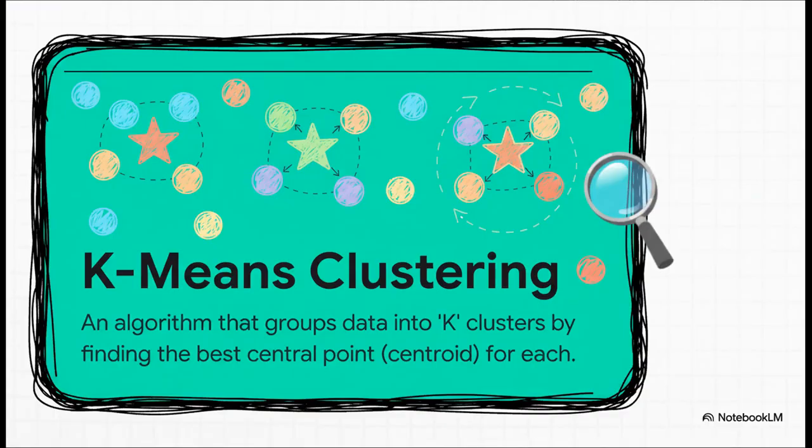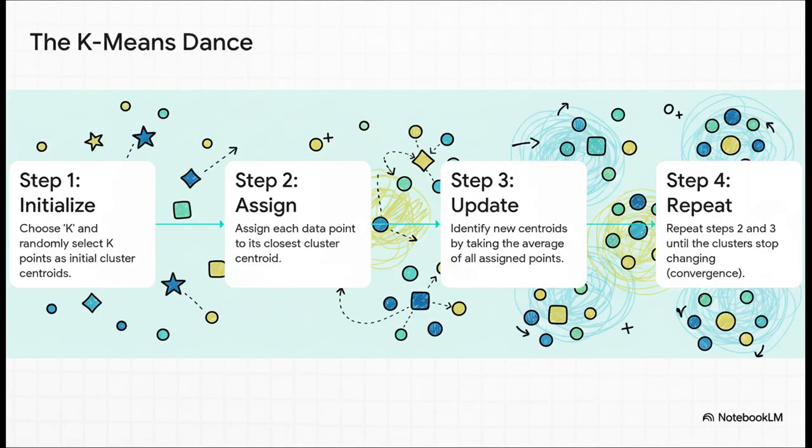Okay, so officially K-means is an algorithm where you, and this is a key point, decide ahead of time how many clusters you're looking for. That number is the K. The algorithm's job is then to go and find the best possible center point, which we call a centroid, for each of those K groups. And here are the steps to the dance. It's pretty simple. First, you pick your K, and you just drop that many centroids randomly onto your data. Second, every single data point gets assigned to whichever centroid it's closest to. Third, you move each centroid to the average spot of all the points in its new group. And finally, you just do steps 2 and 3 over and over again until things stop changing.